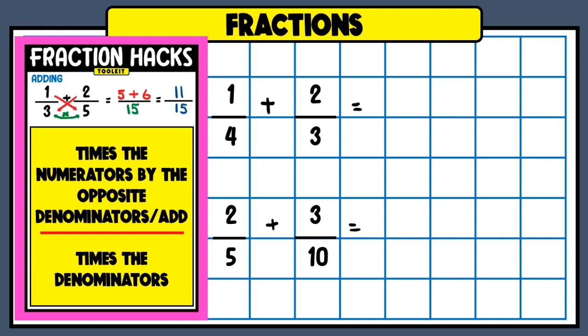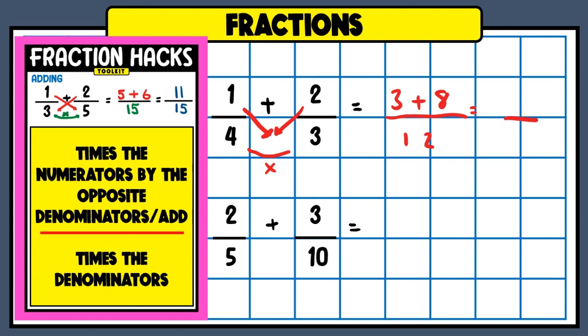Step 1. All we need to do is times the numerators by the opposite denominators. So it's going to be 1 times 3, and then 2 times 4. Okay, so 1 times 3 is 3, and 2 times 4 is 8. So I've got 3 add 8 so far. Next step is the bottom now. We're going to times the denominators together. Okay, so 4 times 3 is 12. And that's how we do it.